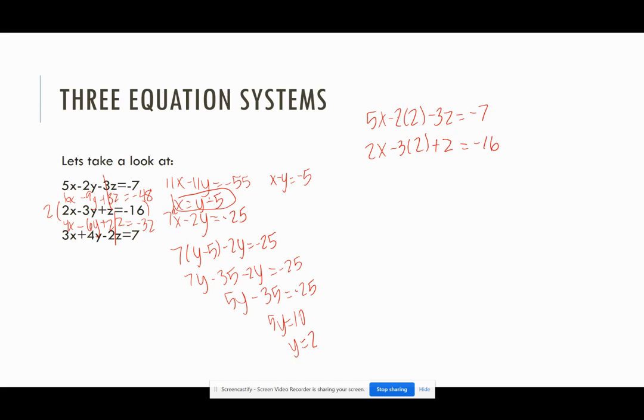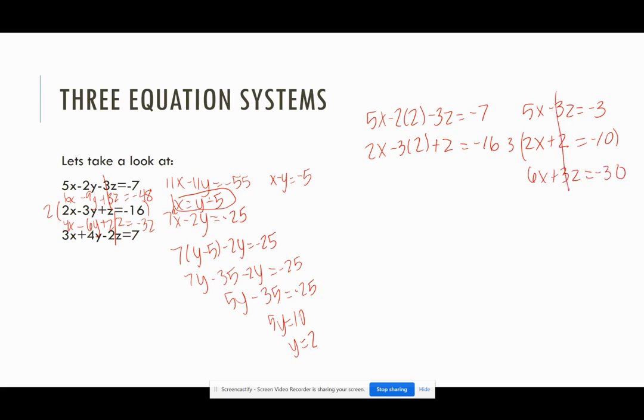So this becomes negative 4. Add the 4 over, I get negative 3. So 5x minus 3z equals negative 3. This becomes negative 6. Add it over, I'm going to get negative 10. So 2x plus z equals negative 10. All right, do another systems problem. So multiply this by 3, and I get 6x plus 3z equals negative 30.